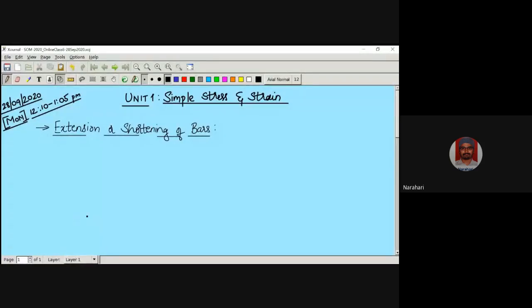So let us now go into the next chapter. Let us say you consider a simple bar. Let's say there is a prismatic bar like this. What do you mean by prismatic bar?